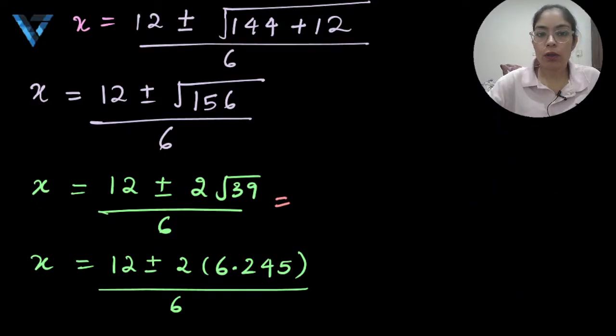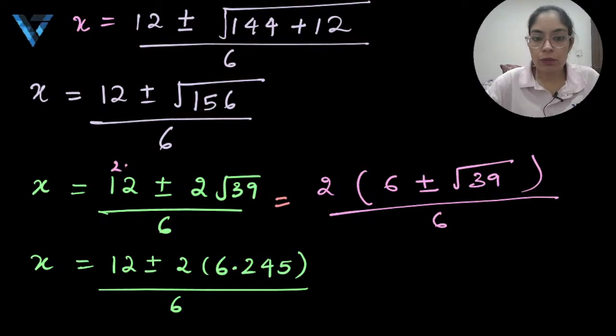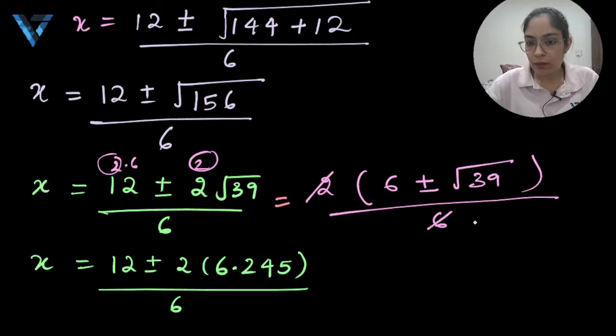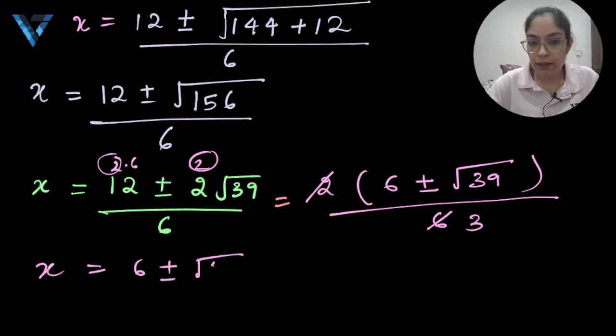If I take 2 common here, I will be left with 6 plus minus root 39 by 6. See, 12 is 2 into 6, and here I have 2, so this 2 I have taken out. 2 into 3 is 6. Just to make calculations easier, we can take out the common factor here. So we'll get x is equal to 6 plus minus root 39 by 3.